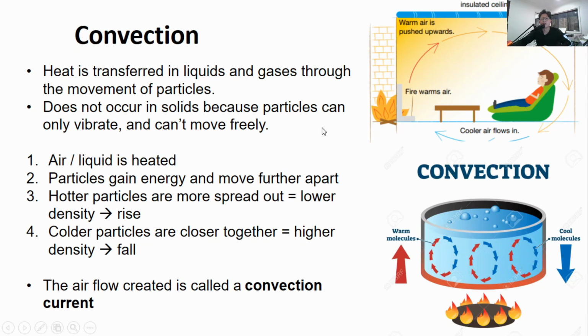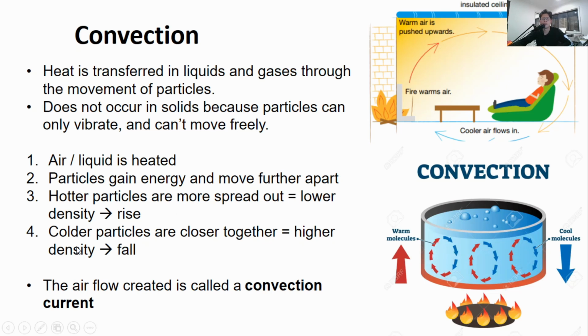Alright, so the process of convection can be broken down into 4 steps. The first of these is the air or liquid is heated. Second, particles gain energy and they start to move further apart. Third, the hotter particles are more spread out, which means they have a lower density because they're a bit lighter, and therefore they rise up. They rise towards the top, as we can see in these 2 images here. On the first one, they're moving up that way. In this one, they're also moving up.